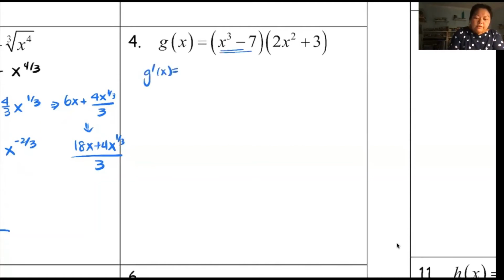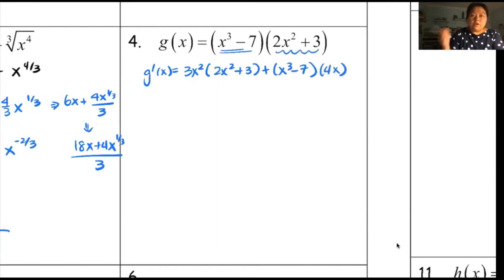We take the derivative of the first one, which is 3x squared. Keep the same thing next door, so 2x squared plus 3. Now we keep the first one, x cubed minus 7, and take the derivative of the second one, that is 4x. We're going to distribute and multiply this out and see if we can clean this up.